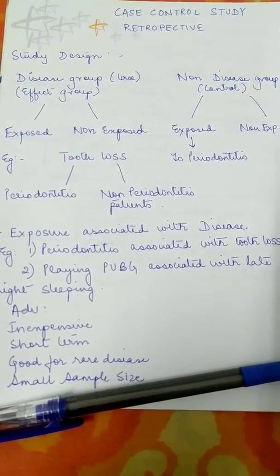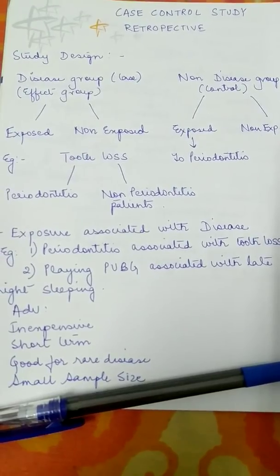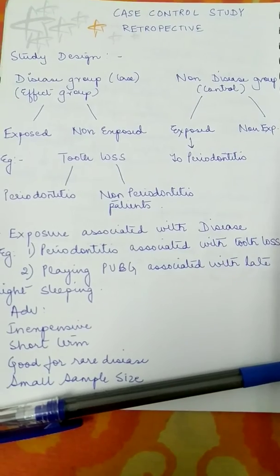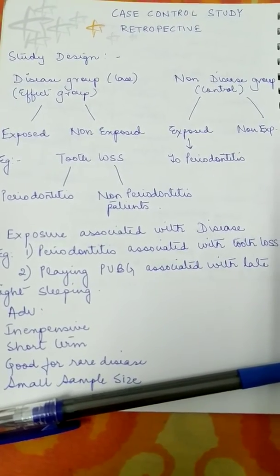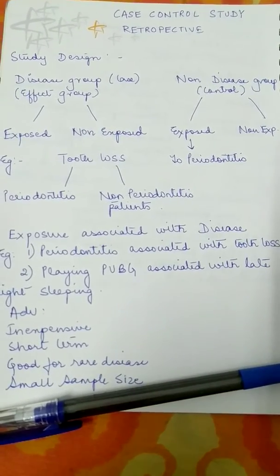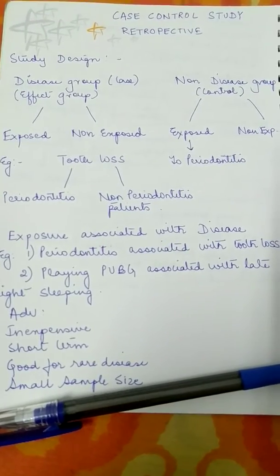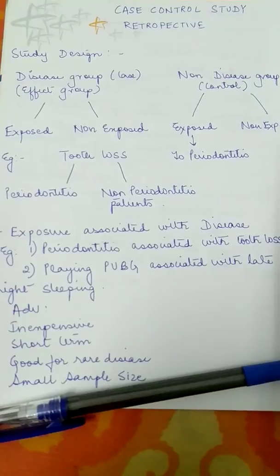Broadly, it is divided into two groups, that is the disease group, that is also known as case, and the non-disease group or the control group where there has been no occurrence of disease. Further, the disease group is subclassified into exposed and non-exposed group.